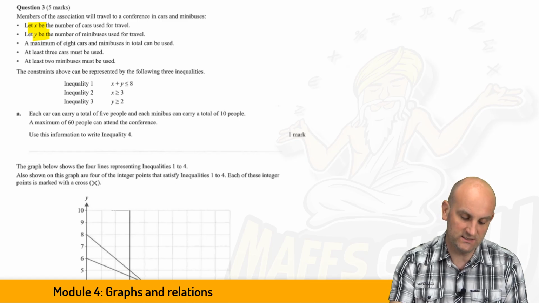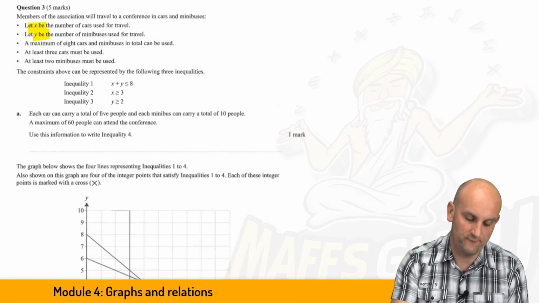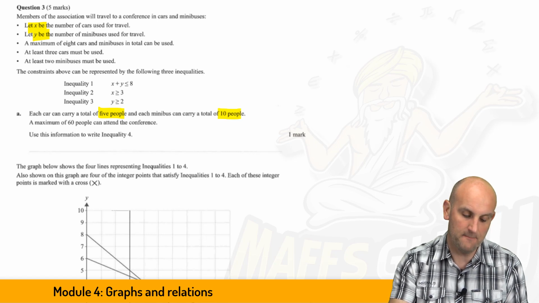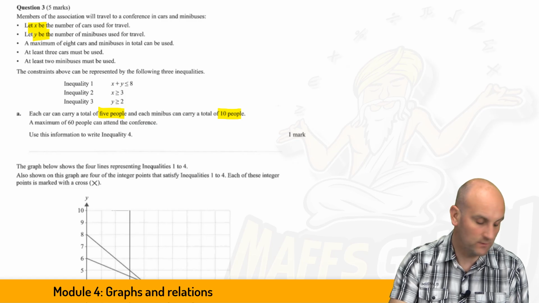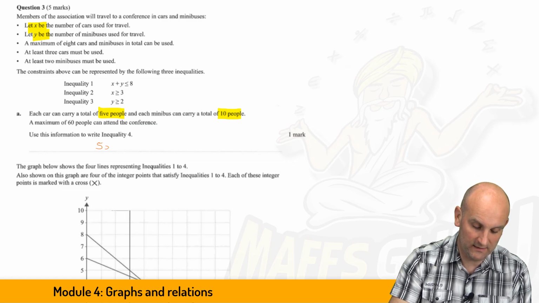Constraints are given, inequalities 1, 2, and 3. Each car can carry a total of 5 people and carry a total of 10 people for minibuses, all right? And a maximum of 60 people. So I now know that I can write this inequality as 5x plus 10y is less than or equal to 60.